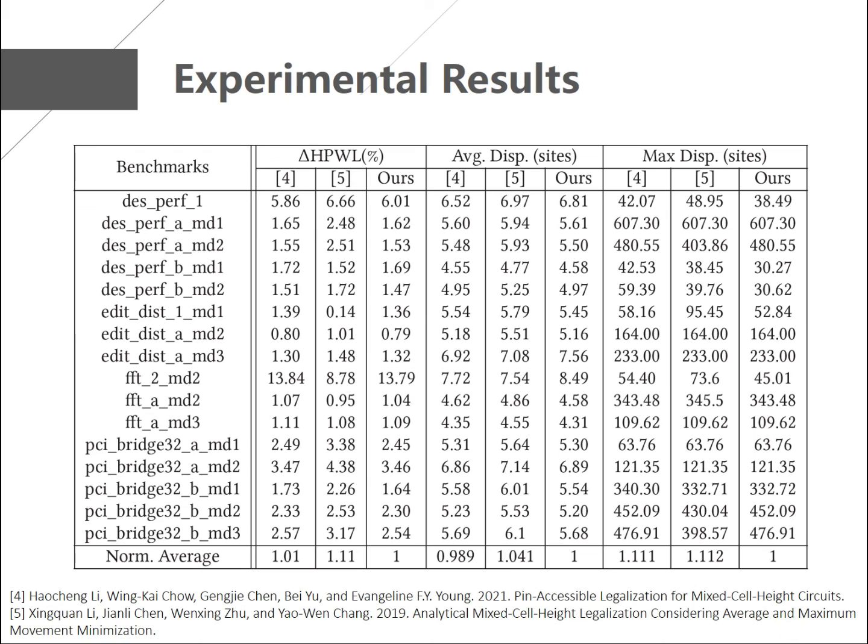We note that Reference Paper 5 obtains smaller maximum displacement than ours in a few designs, due to the difference in row assignment and cell ordering. If we use the same row assignment and cell ordering as Reference Paper 5, then the maximum displacement obtained by our deck-based legalization is guaranteed to be as good as Reference Paper 5.